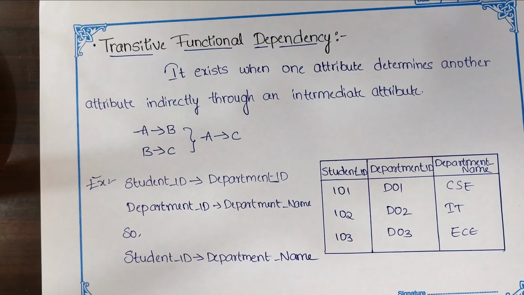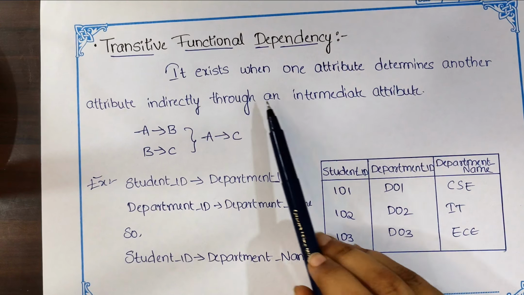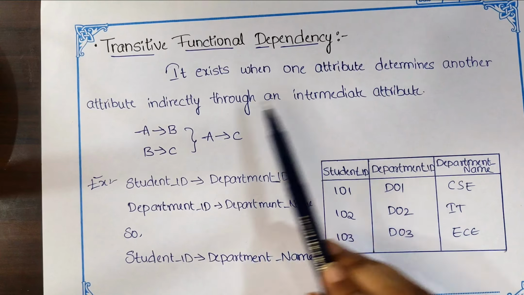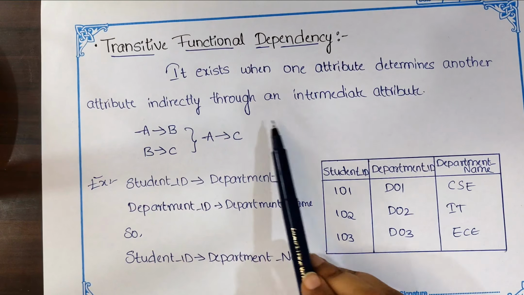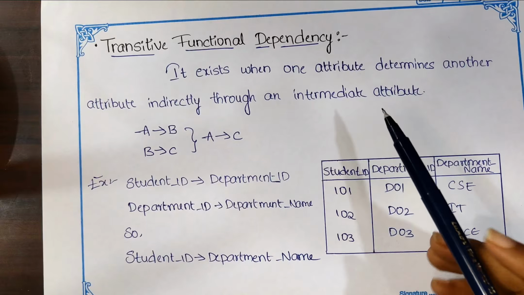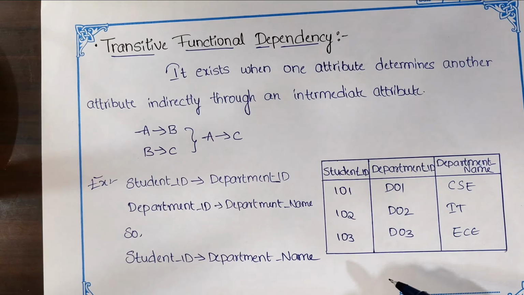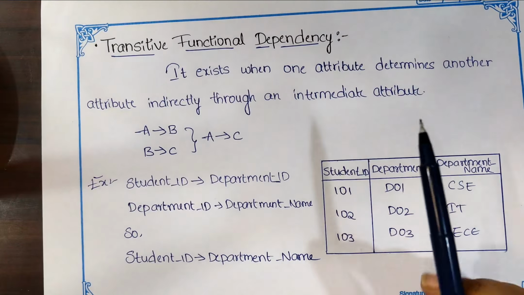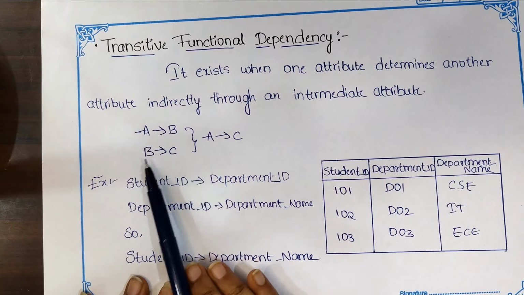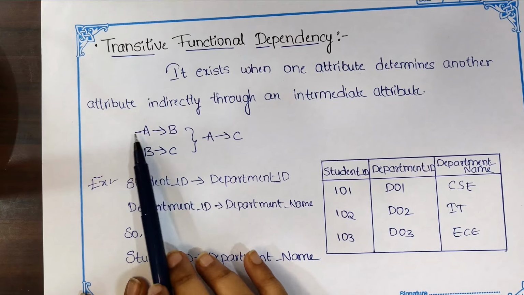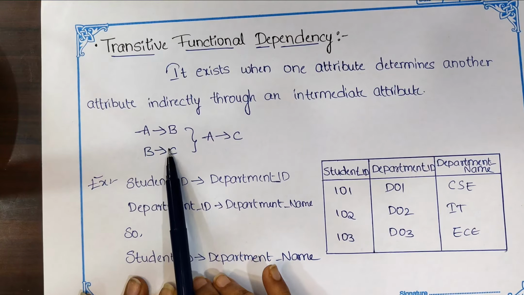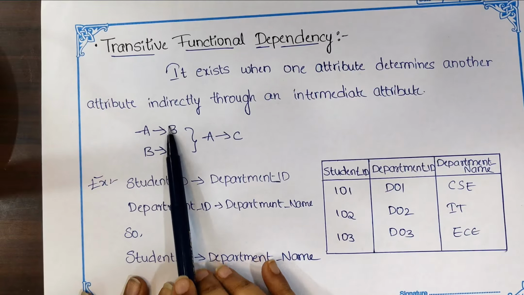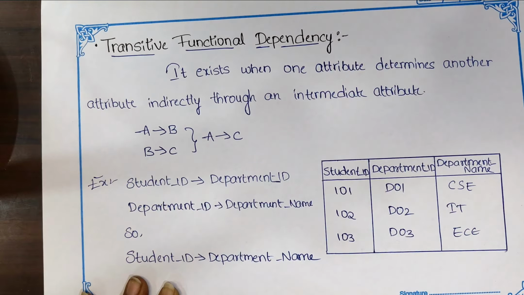Next, transitive functional dependency. It exists when one attribute determines another attribute indirectly through an intermediate attribute. This is one of the most important functional dependencies in third normal form. Here A determines B and B determines C. Like A is not directly dependent on C, right? So indirectly A can also determine C. This is what the transitive dependency says.